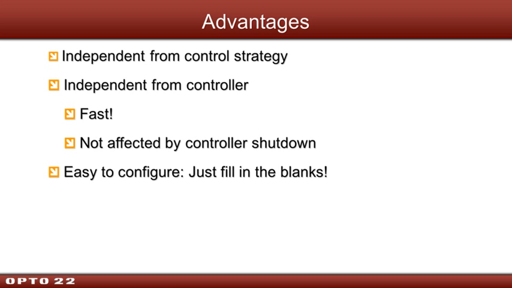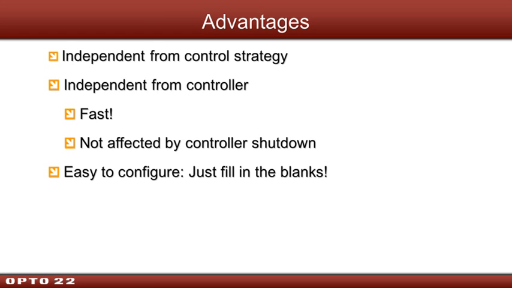The control process is done in the CPU and it's completely separate from the PID loops. They're going to be done in the I/O section of the brain, and they're completely independent from the control strategy. Being independent from the controller means that they're very fast. We can have very good speeds on all 96 loops, and they're not going to be affected in any way by anything that the controller is doing. Of course, they're not affected by a controller shutdown.